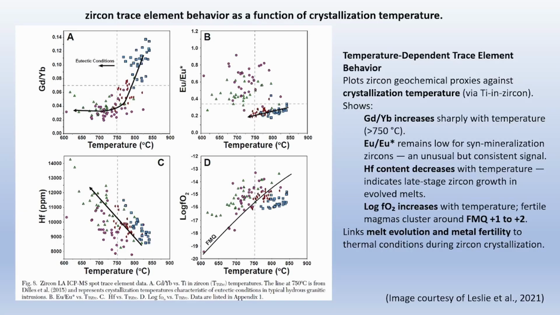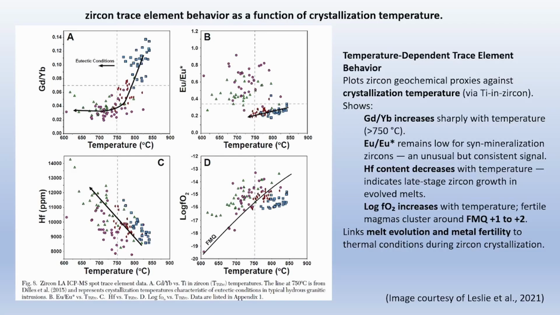And then we have oxidation state. We have FMQ, and we see that only fertile zircons show strong redox signals, the kind that you need to mobilize copper and gold. Now we add temperatures, which are measured from zircon's titanium content. And here's the twist. Hotter melts were not just hotter, they were more evolved, more oxidized, and better at concentrating metals.